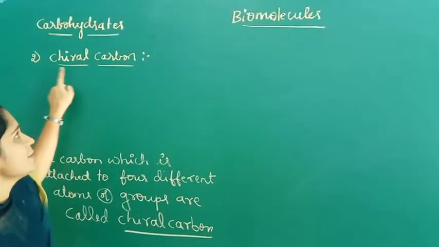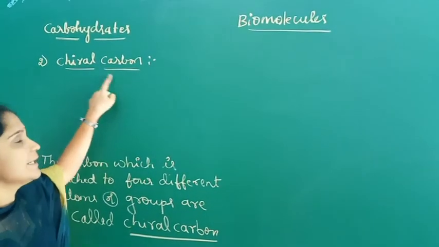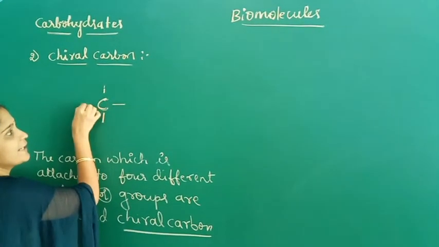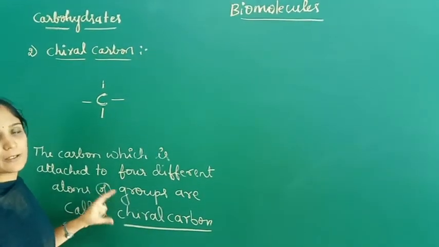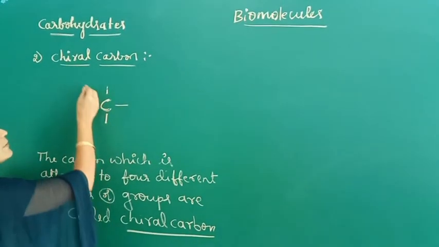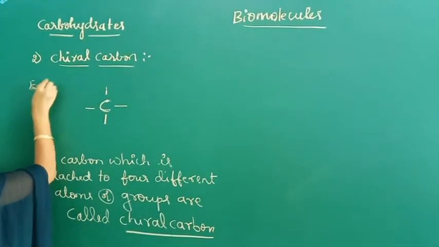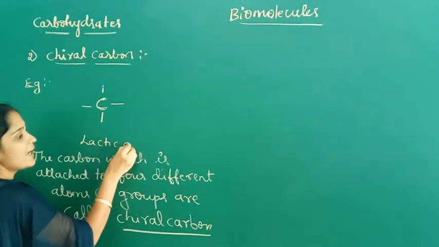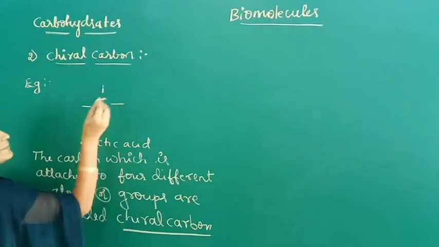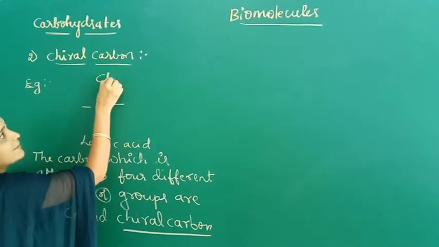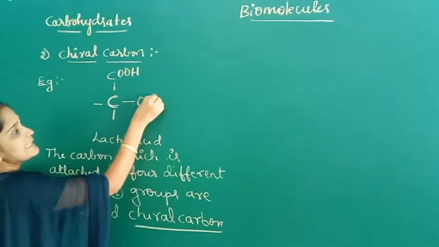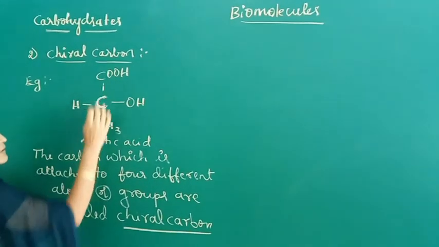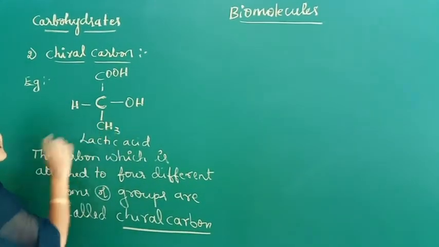Next, the second definition is chiral carbon. Chiral carbon means the carbon which is attached to 4 different atoms or groups. So for example, let us consider lactic acid. It contains one COOH group, one CHOH group and a CH3 group. So in this lactic acid, it contains 3 carbon atoms.